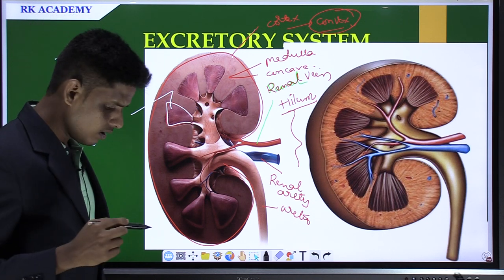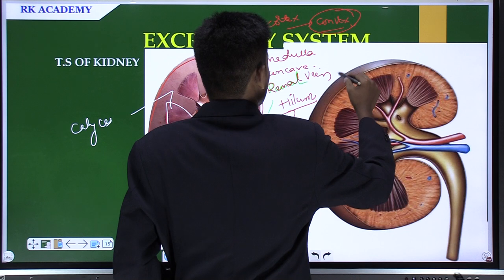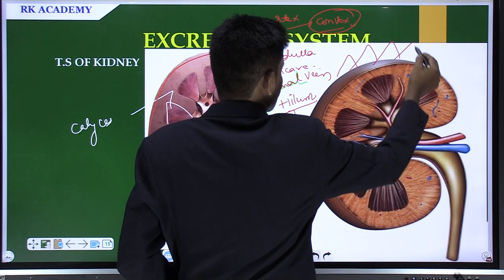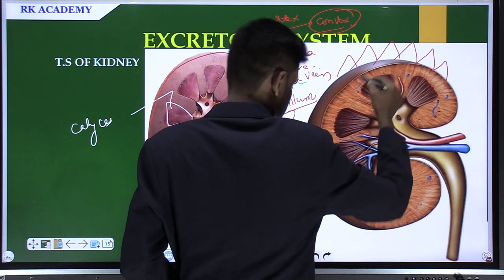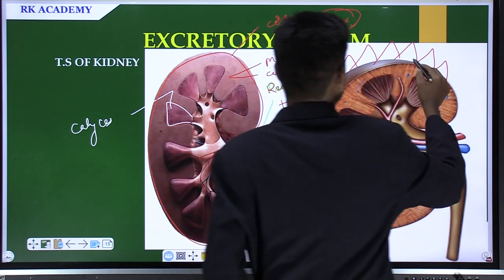As well as there is another thing. There are cap-like structures present on the apex region of the kidney. These are called adrenal glands.